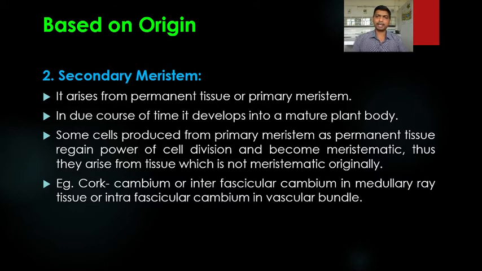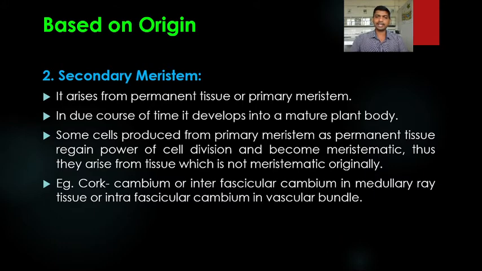So some of the permanent tissue that has been developed from primary meristem regain the power of cell division and become meristematic. So they start to divide. Thus they arise from tissue which is not meristematic originally. This permanent tissue regains the power of cell division and becomes meristematic. For example, cork cambium or interfascicular cambium.